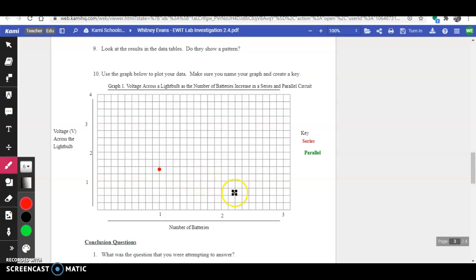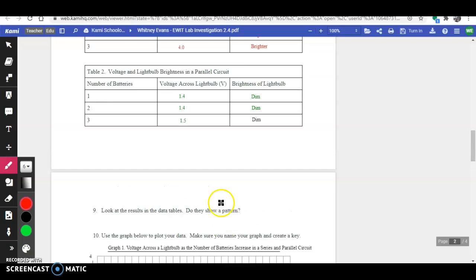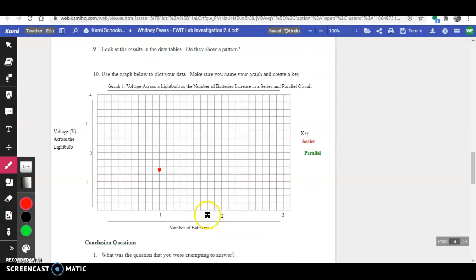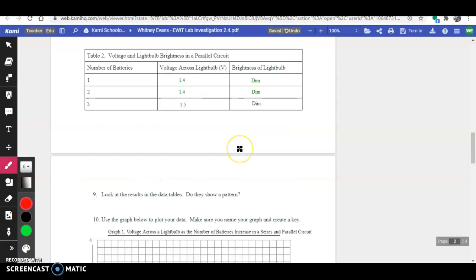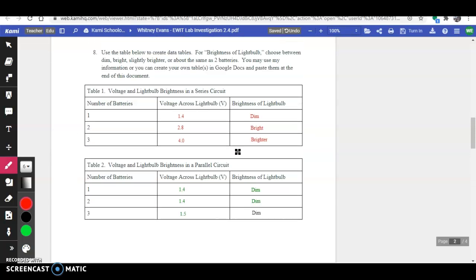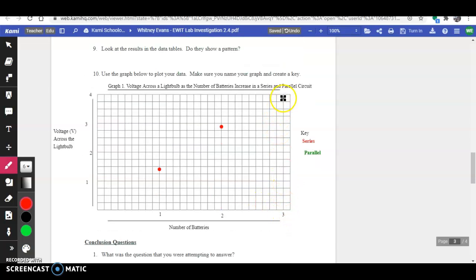Okay. At 2 batteries, I was at 2.8. So that's a little bit more than 2.75. So that's here. And then 3 batteries was all the way at the top at 4. So here. Now I need to connect my dots.